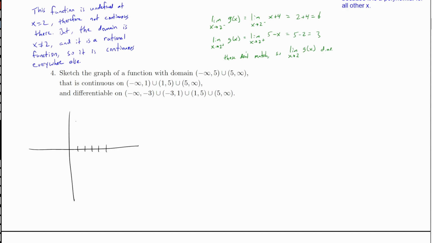So at 5, I want it to be undefined, so maybe I'll have a hole in the graph. Okay, it does have to be defined everywhere else, so I have to be a little bit careful. It's continuous everywhere except at 1 and at 5. Well, it's not defined at 5, so it's not going to be continuous there. I also want it to not be continuous at x equals 1. So I could maybe have a hole in the graph. Or, I'm sorry, can't have just a hole in the graph because it has to be defined. So I can have maybe like a jump in the graph.